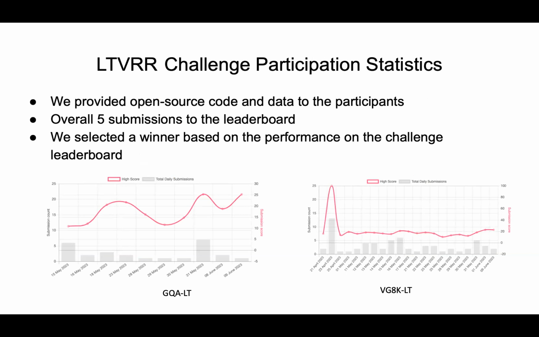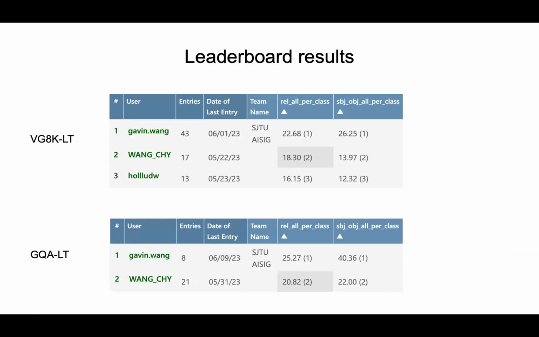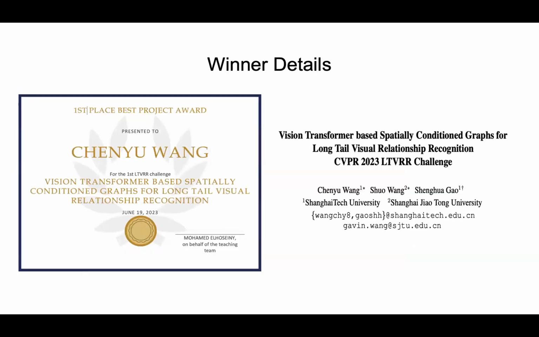In our challenge, we have provided all the open-source code and data to the participants. Finally, there are overall 5 submissions on our leaderboard. We selected one winner based on their performance on these 2 benchmarks. Here's the result. In these 2 benchmarks, there's one winner team, led by Gavin Wang. Their team has achieved the best performance on both benchmarks, so they are the winner of our challenge. Congratulations to the winner. The winner is from Shanghai University of Technology and also Shanghai Jiao Tong University. The first author is Chen Yu Wang, the second author is Shuo Wang, and the last author is Sheng Hua Gao.